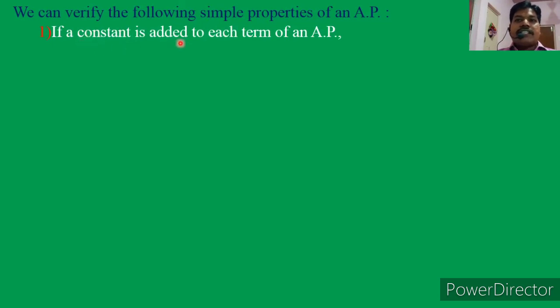So let's see some properties of arithmetic progression. See the first property. What is that one? If a constant is added to each term of an AP, the resulting sequence is also an AP. What they are saying here is, if you take an arithmetic progression and add a constant to each term, the resulting sequence is also an arithmetic progression.